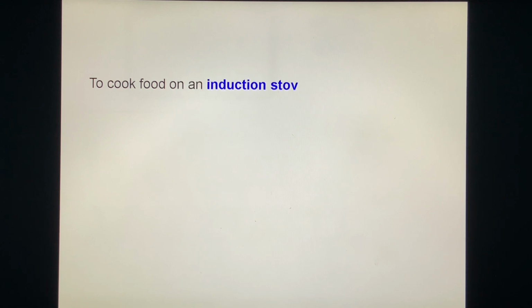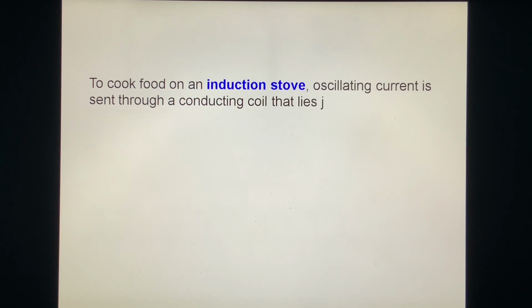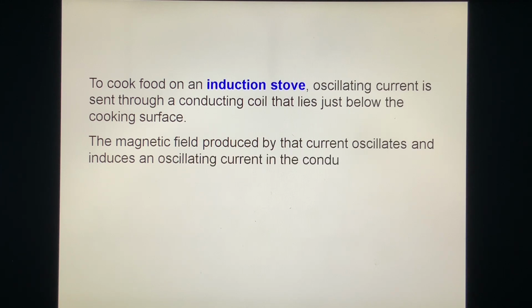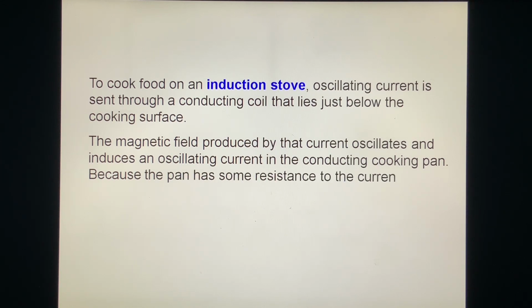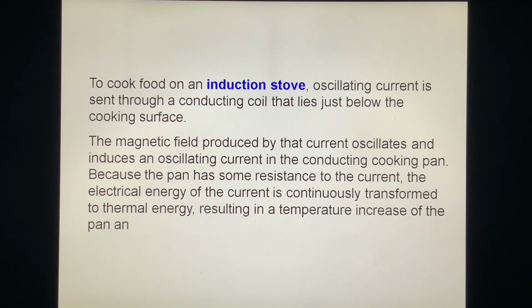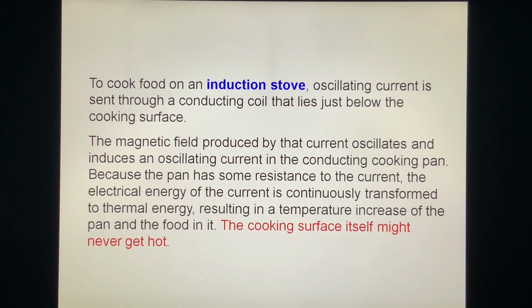To cook food on the induction cooktop, oscillating current is sent through a conducting coil that lies just below the cooking surface. The magnetic field produced by that current oscillates and induces an oscillating current in the conducting cooking pan. Because the pan has some resistance to the current, the electric energy of the current is continuously transferred to thermal energy, resulting in a temperature increase of the pan and the food in it. The cooking surface itself might never get hot.